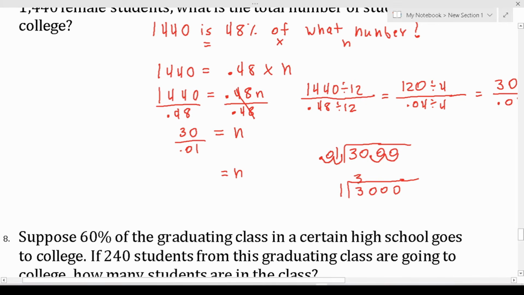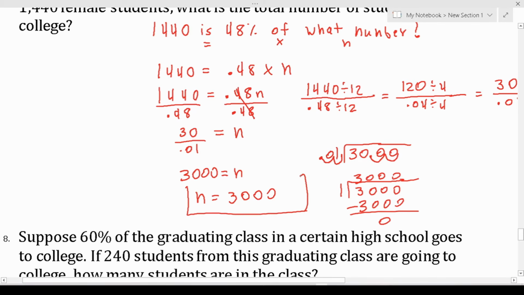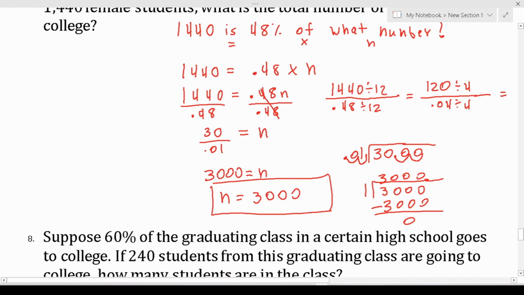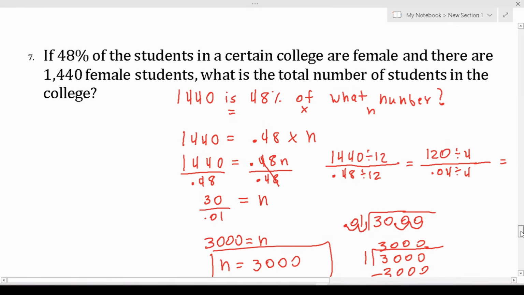Anything divided by 1 is itself. So 3,000 divided by 1 is 3,000. Given that 1 times 3,000 is 3,000 with no remainder. And as we can see, n equals 3,000. It's customary to write the variable for which you solved on the left in math. And this n refers to the fact that there are 3,000 students in total if 48% of them are female. Okay.